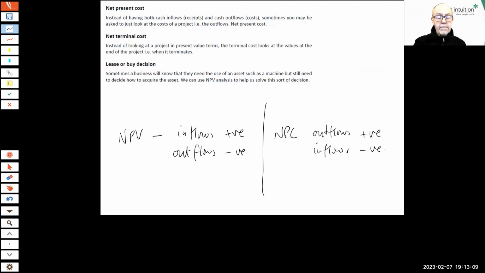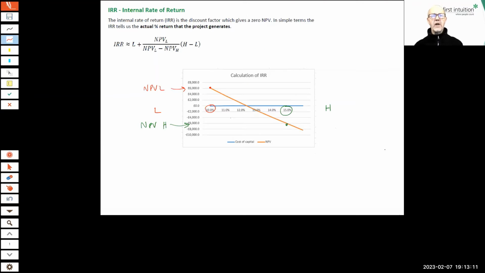Okay. Now, internal rate of return. I've done a little bit of a graphic here. The internal rate of return is the discount factor which gives a zero NPV. In simple terms, the IRR tells us the actual percentage return the project generates. Essentially, if we have a choice of putting £1,000 in the bank or putting £1,000 into our project, whatever internal rate of return our project earns is exactly equivalent to putting the money in the bank and earning that amount of interest.